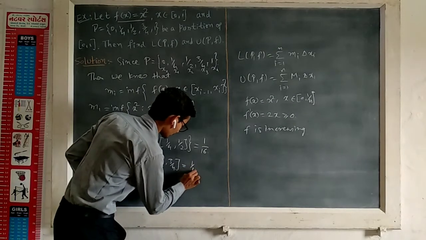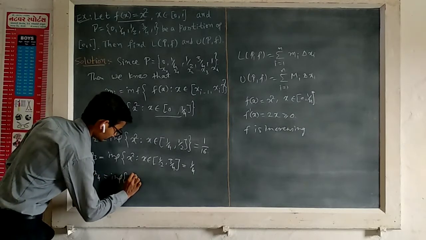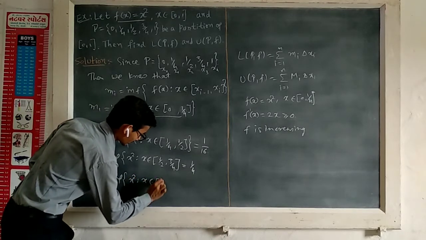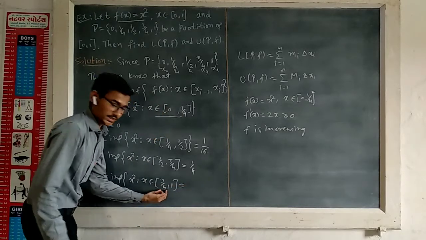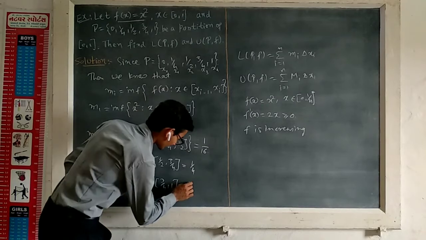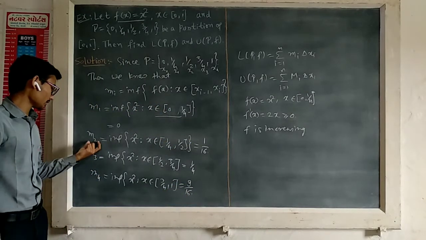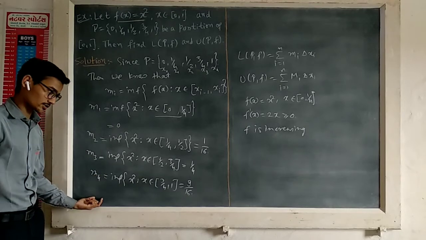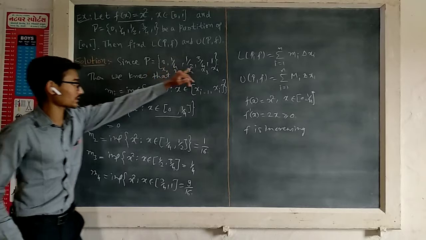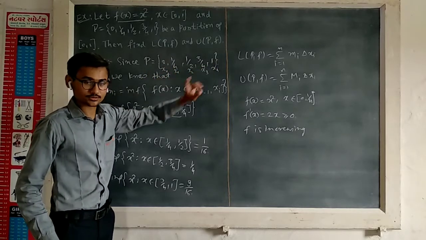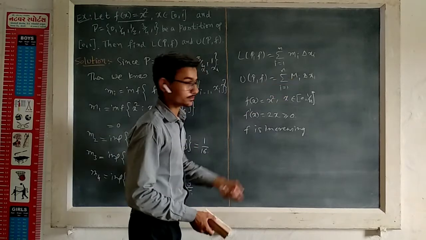So 1 by 2 square is 1 by 4. Last value m4, infimum of x square such that x belongs to 3 by 4 to 1 is equal to 3 square by 4 square. Similarly, 3 square by 4 square is 9 by 16. So we get m1, m2, m3 and m4. m5 is not possible because the last element of our partition is 1. So now we find capital M1, M2, M3 and M4.